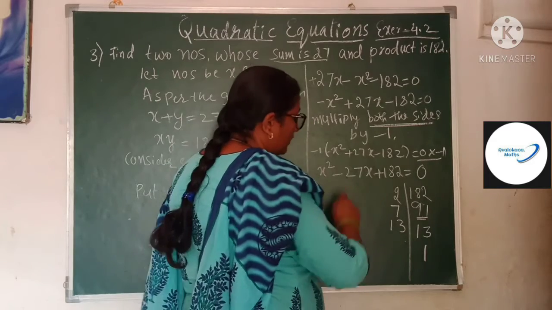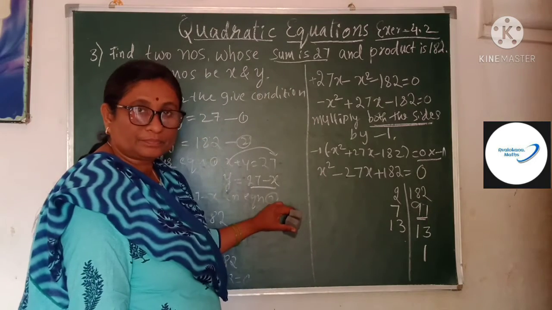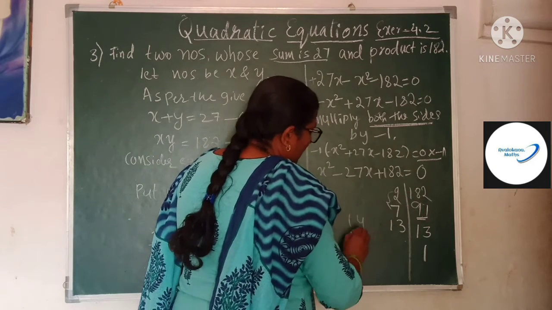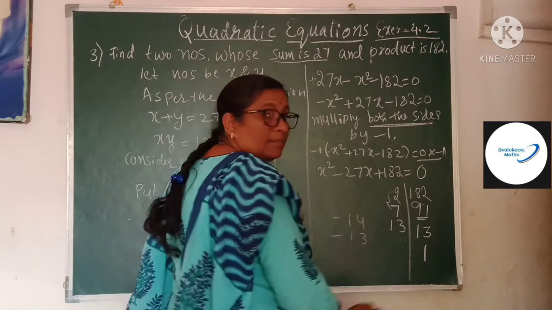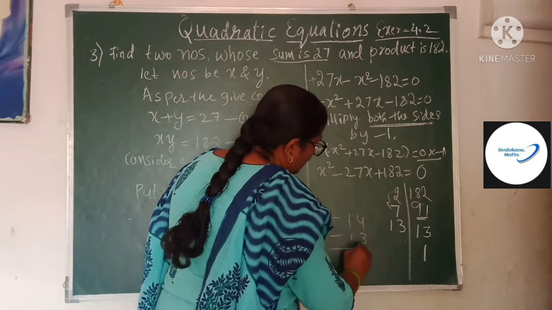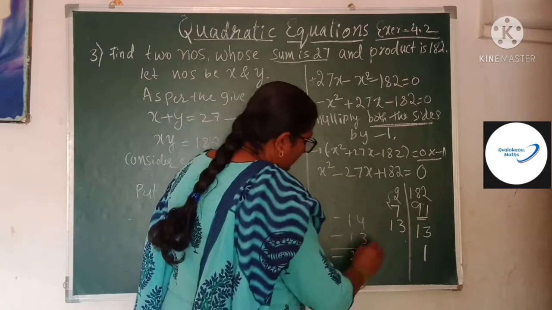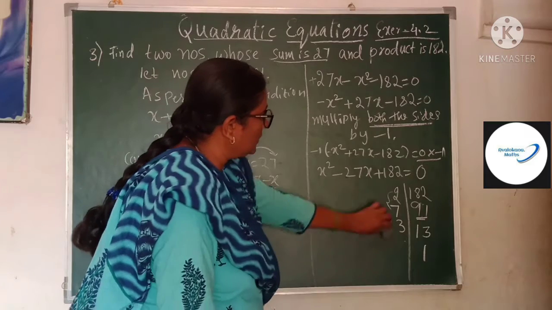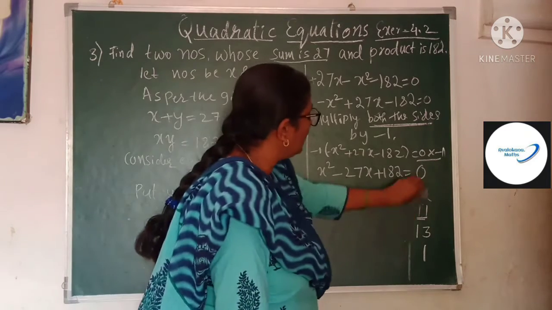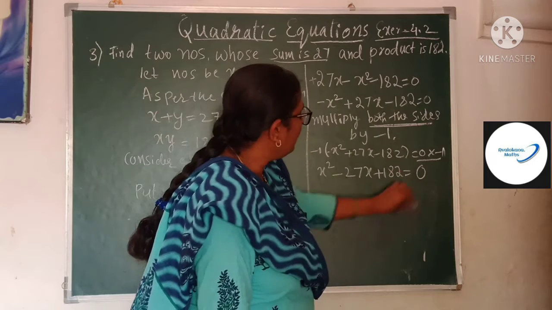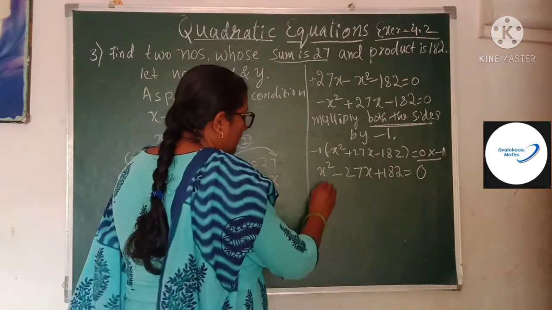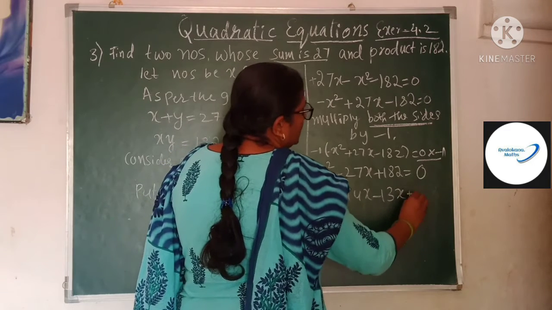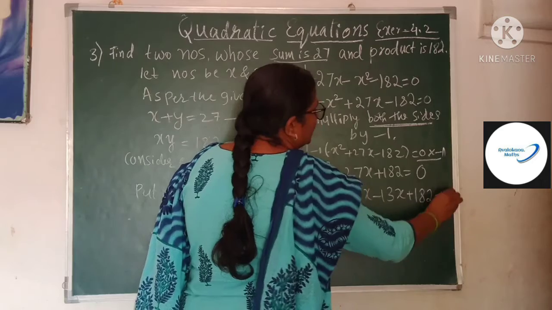To get the answer in negative form, the bigger number must be minus. Now look at this one. We will make a combination: 7 times 2 is 14 and 13. Minus 14 plus 13 gives minus 27. Negative, because we are doing addition, but we keep the sign of the bigger number according to our rules. So we get minus 27. So how do we write it? x square minus 14x minus 13x plus 182 equals 0.